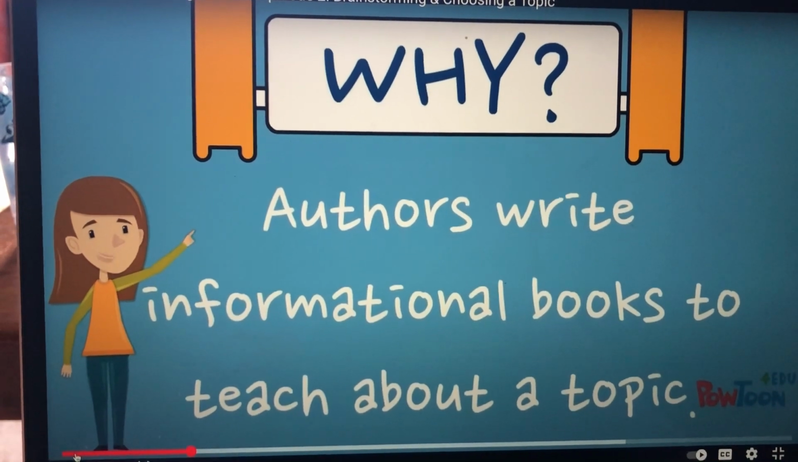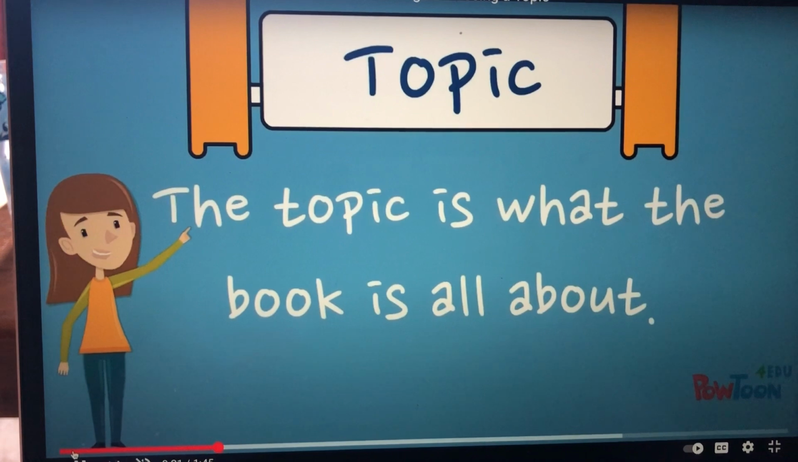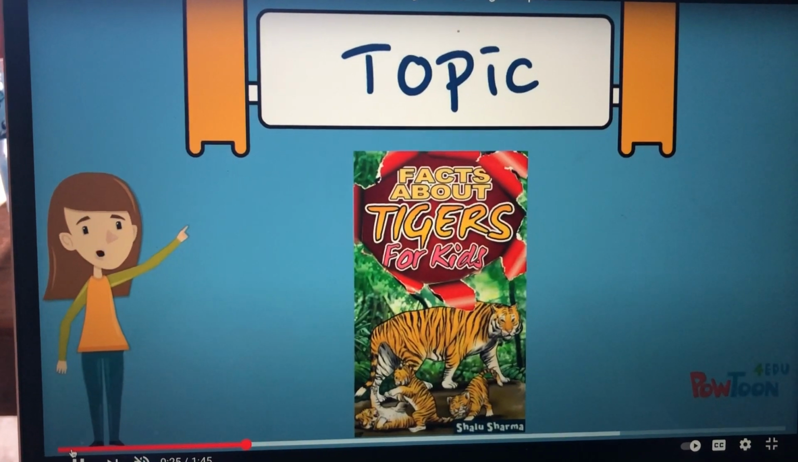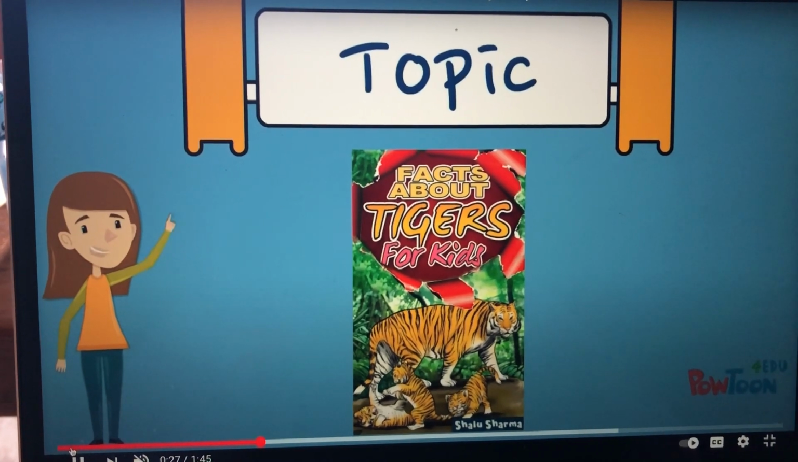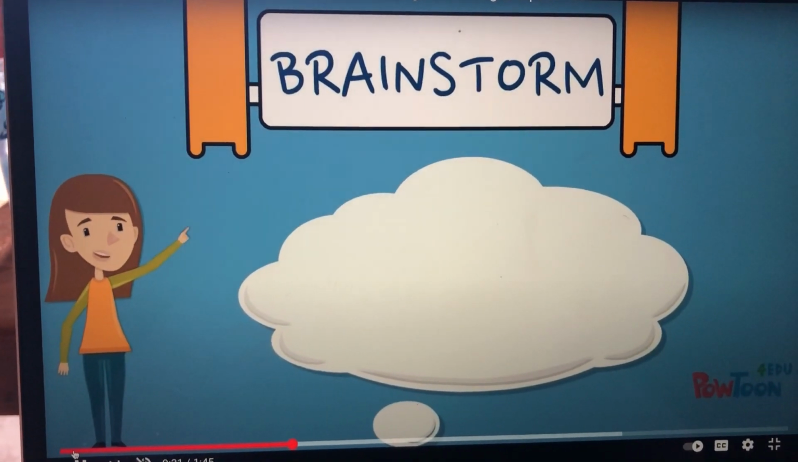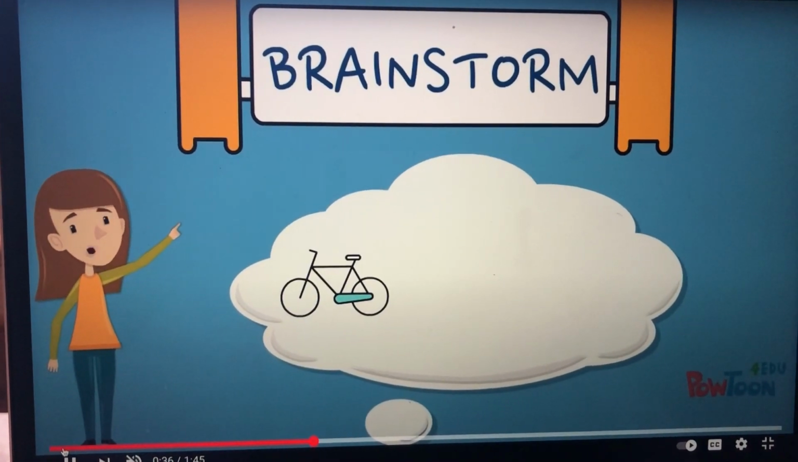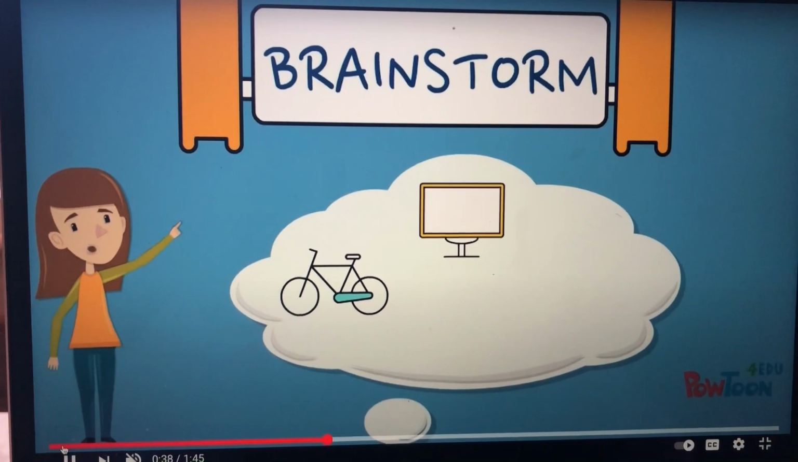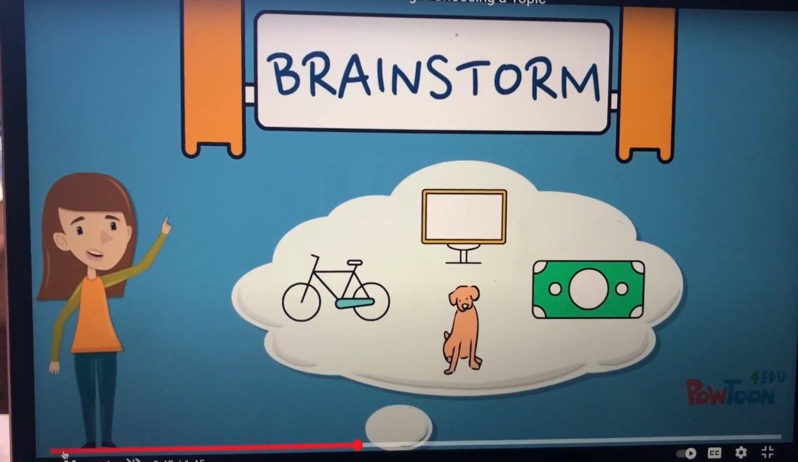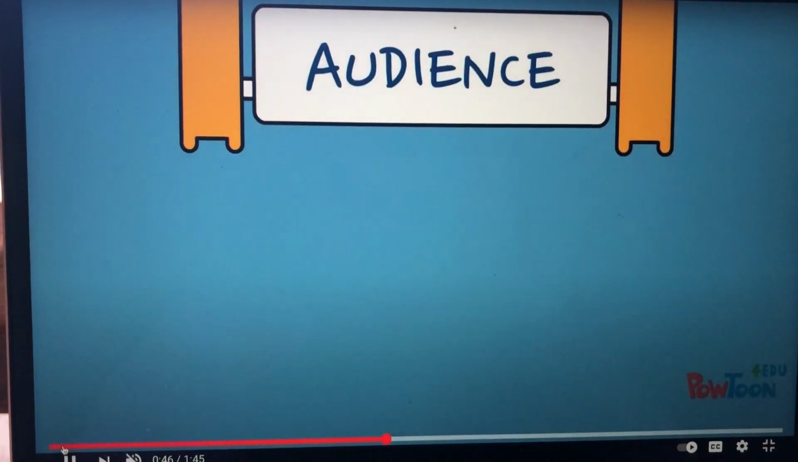Authors write informational books to teach about a topic. The topic is what the book is all about. So this book here, the topic would be tigers. Everything in the book is about tigers. When you write your story, you're going to brainstorm some ideas, stuff that you know lots about. So I could write about bikes, I could write about computers, I could write about money, or I could write about dogs. And those are all topics I know about and I wouldn't get bored with because I like them.